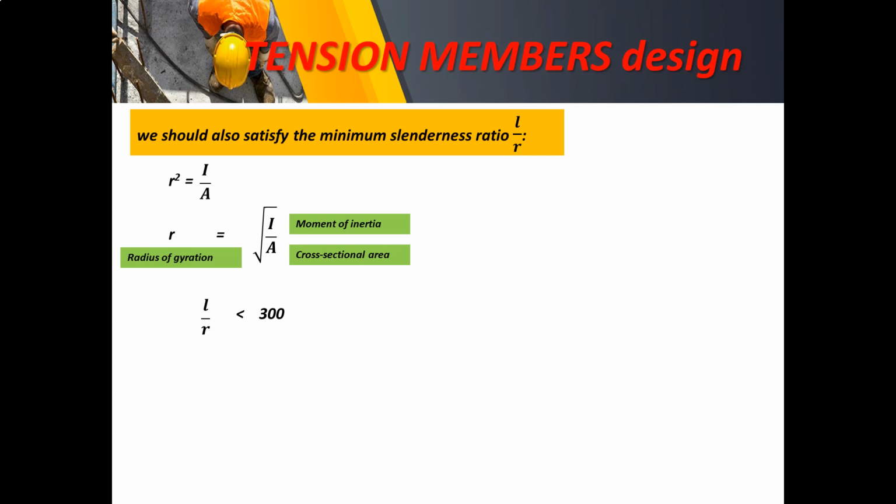Now going back to the slenderness ratio L over r, it should not exceed 300. L is the member length, r is the radius of gyration. By the way, this slenderness ratio limit, according to AISC, is applicable to both SI and English units.